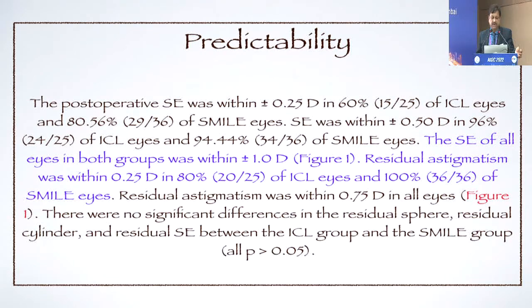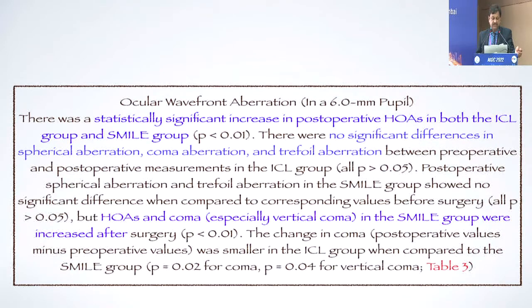And when you talk about the predictability, you see here the spherical equivalent of all eyes in both the groups, the ICL and the SMILE group, were all comparable. Yes, a small point here, the residual astigmatism was within 0.25 diopters in 80% of the ICL eyes, comparable to almost 100% of the SMILE eyes, where they were able to correct the cylinders to almost near normal. Now this is one very important point. Just 30 seconds to conclude.